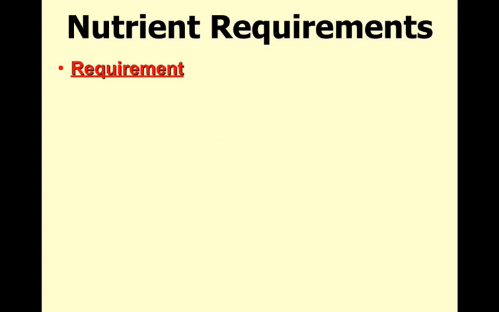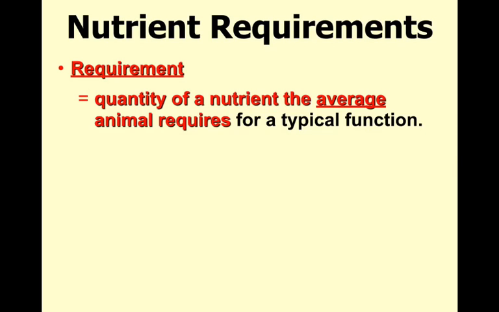Let's define a requirement. When we talk about a requirement from a nutrient standpoint, it is that quantity or the amount of a nutrient that the average animal requires for a typical function. It is considered an average value. For some animals, it may not work, but it's going to get us close to what that animal really needs. But we do need to understand that what's reported and publicized in the tables that we're going to be using is that these requirements listed are for the average animal.